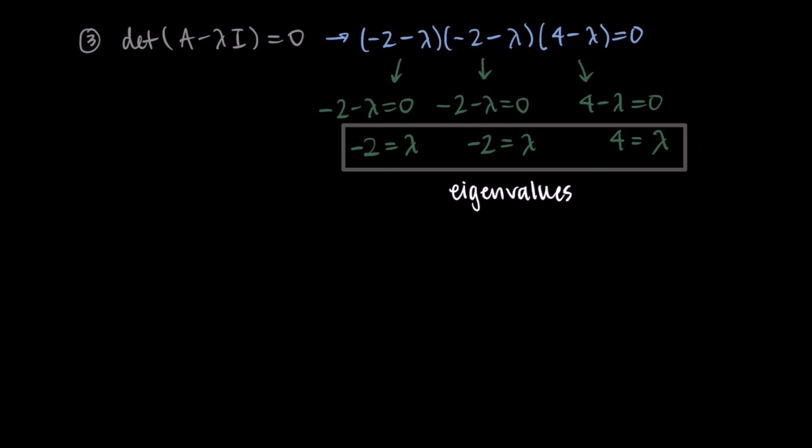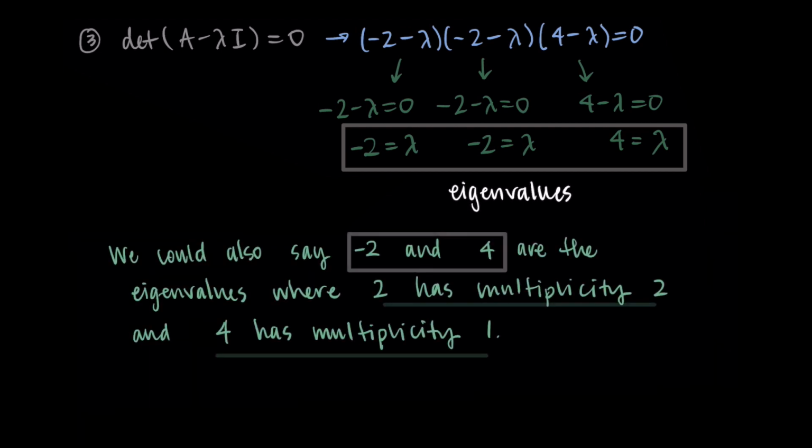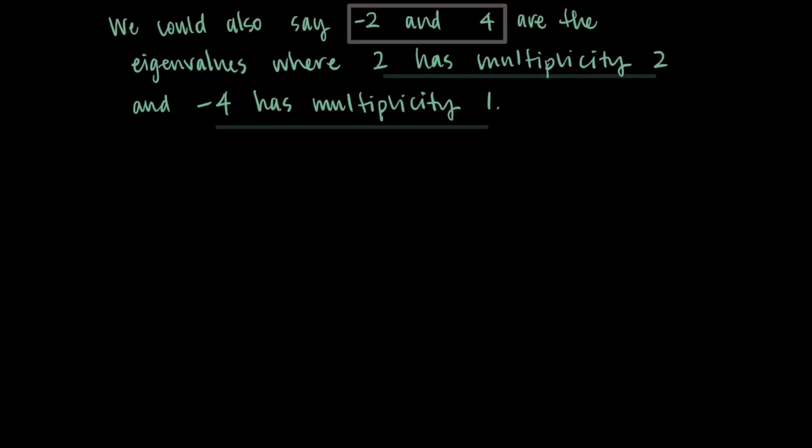So we're in an interesting case here where we have a repeated eigenvalue. So one of the ways I might say this is that we have two eigenvalues. Our eigenvalues are -2 and 4, and in this case the eigenvalues have different multiplicities. So we would say that the eigenvalue -2 has multiplicity 2, and the eigenvalue 4 has multiplicity 1. So this is one of the ways we can say a little bit more about the eigenvalues and how they're showing up.